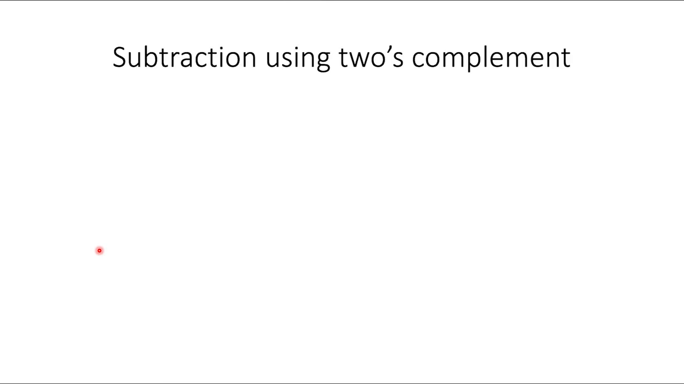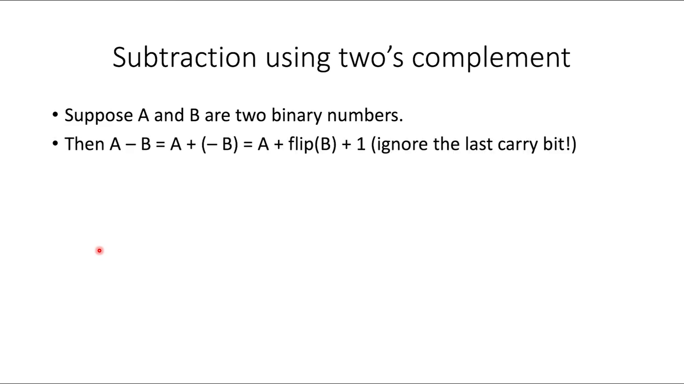Okay, now we've decided we have a system that lets us express negative numbers. And our original goal was to use it to do subtraction. So let's do that. Suppose a and b are 2 binary numbers. If I want to compute a minus b, one way to look at it is that this is the same thing as computing a plus negative b. Using 2's complement, we know that negative b is the same thing as flip b, which means b with all of its digits flipped, plus 1.